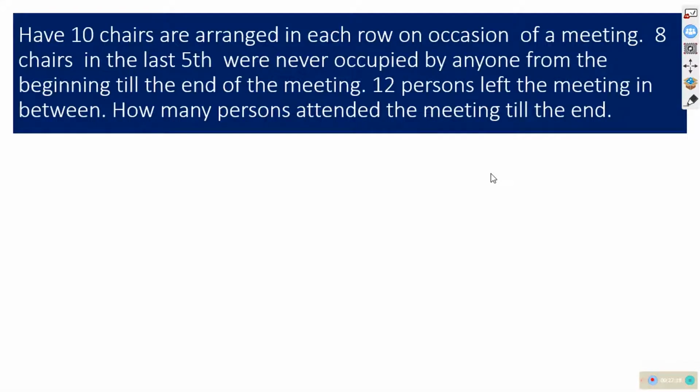Okay. 10 chairs are arranged in each row on the occasion of a meeting. 8 chairs in the last fifth row were never occupied by anyone from the beginning till the end of the meeting. 12 persons left the meeting in between. How many persons attended the meeting? Appears a little complicated. Let me read it once again.